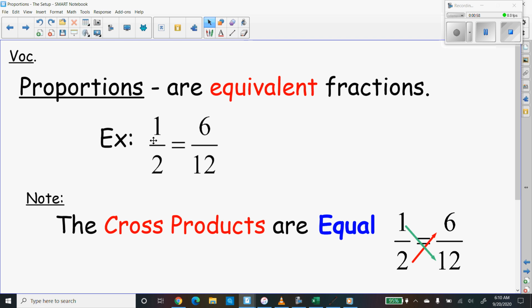Well, what do you mean cross products? Well, products is the answer to multiplication first, and by cross multiplying, 1 times the 12 is going to be equal to 2 times the 6. So notice the cross here, and that multiplication operation is done between those two numbers, and that'll give you an equal value. That means they are proportional.